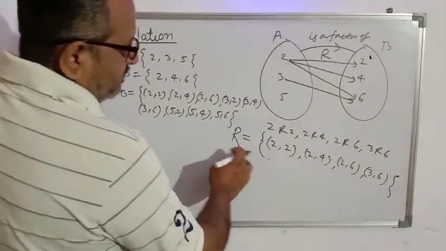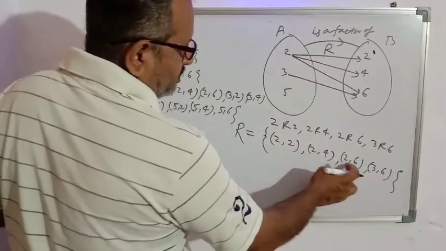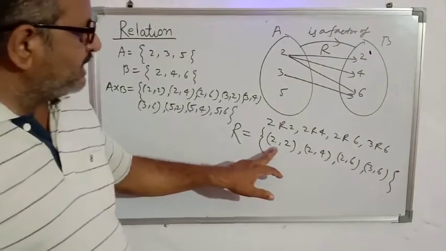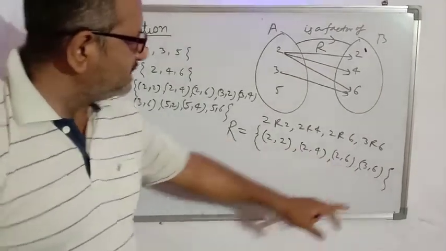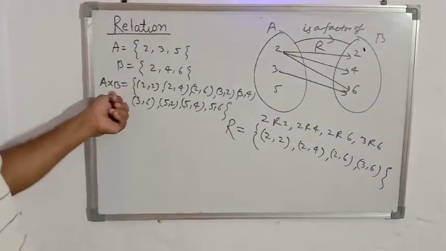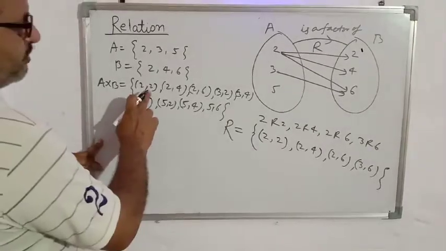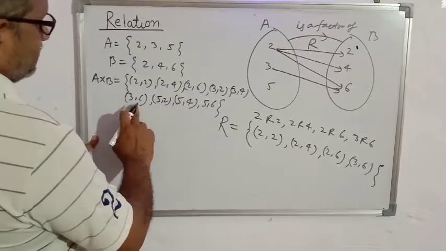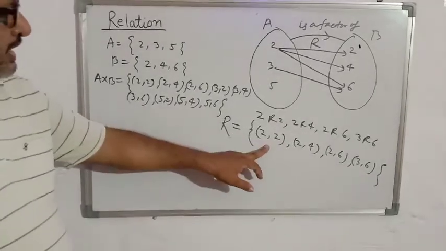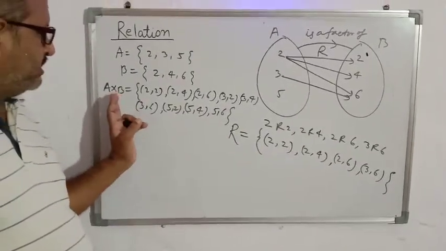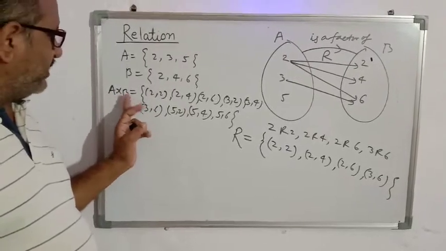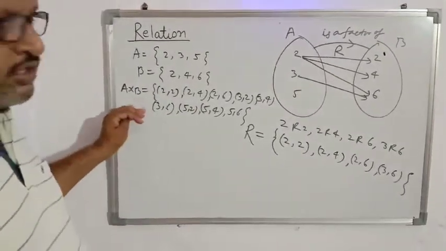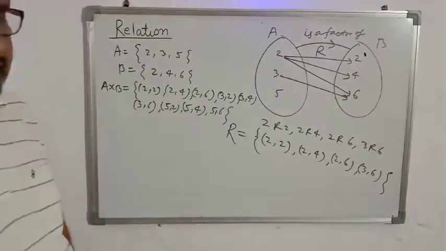And the relation set we have found is {(2, 2), (2, 4), (2, 6), (3, 6)}. We see that this set is a subset of A cross B. We can get (2, 2), (2, 4), (2, 6) and (3, 6) from here. So a relation set is a subset of the Cartesian product of A and B, that is A cross B. So every subset of A cross B is a relation.